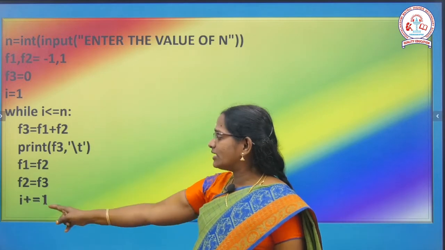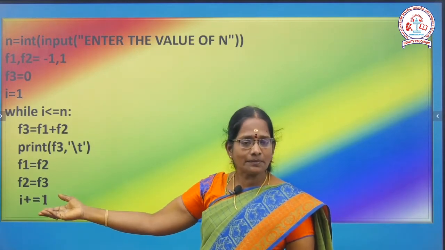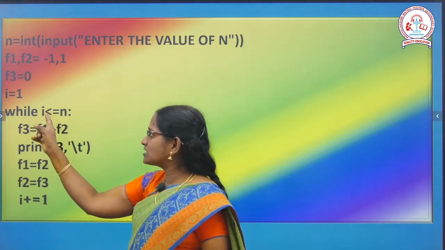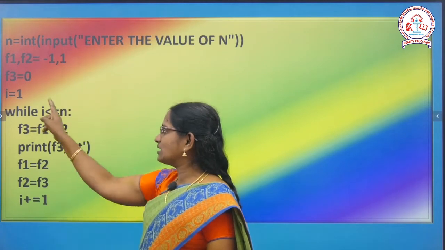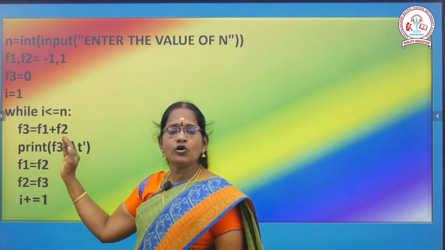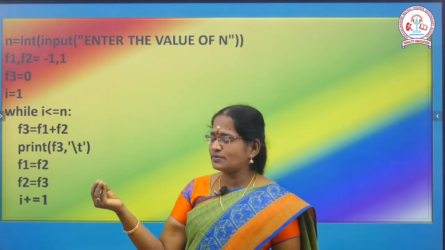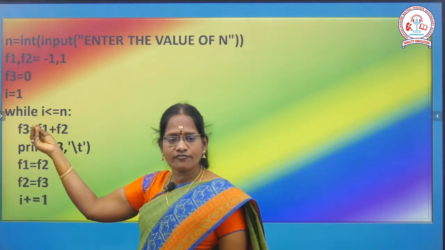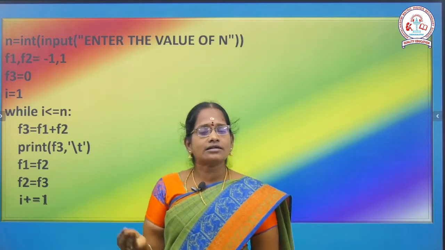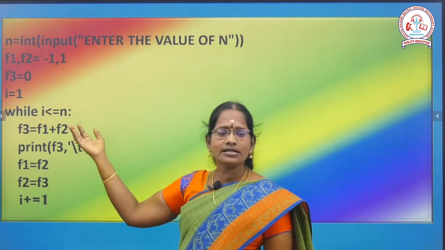So again we enter the incremental part to the counter. The loop's first time value is 1, the second time it increments to 2, 3, 4, 5, up to n terms. If we enter 5 terms, this loop is executed 5 times. If we enter 100 times, it will start to execute 100 times.